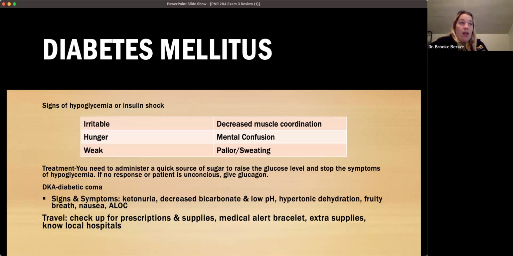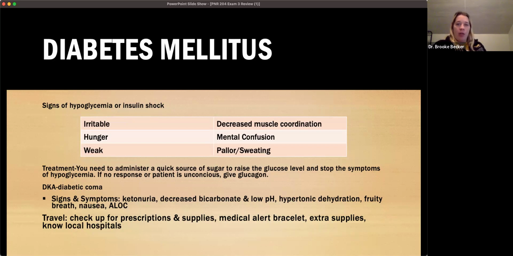DKA, so that's going to be high blood sugar, okay? They're going to have ketones in their urine. They're going to have decreased bicarb and low pH. So they're going to become acidic, okay? So a lot of times this is when the metabolic acidosis comes in. They're going to have hypertonic dehydration, fruity breath, and loss of consciousness or altered levels of consciousness. Okay.